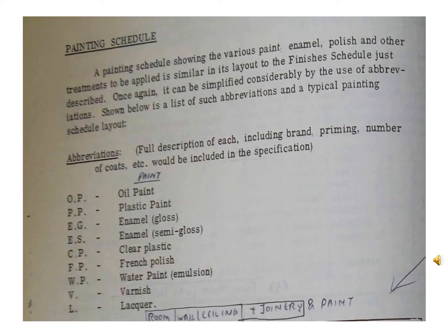So after the room has been finished, all the finished painting schedule has to be included. It includes various paint, enamel, polish and other treatments to be applied. In this case, OB means oil paint, PB means plastic paint, EG means enamel gloss, ES is enamel semi-gloss, CB is clear plastic, FP the French polish, W is the water paint, V the varnish, and A is the liquor. So those kinds of finishes have to be included.